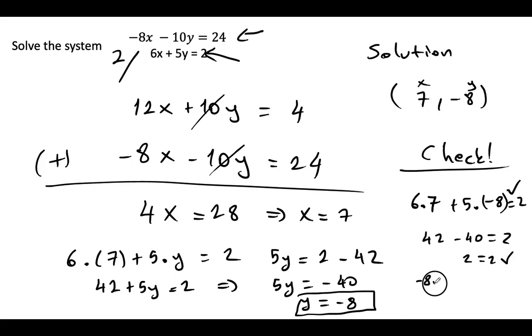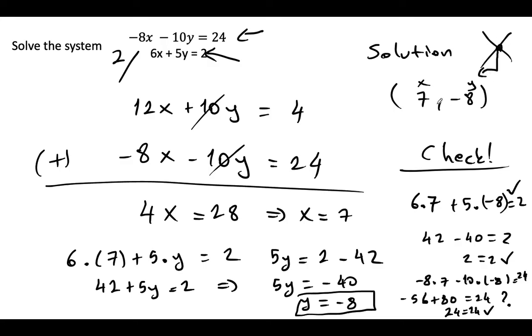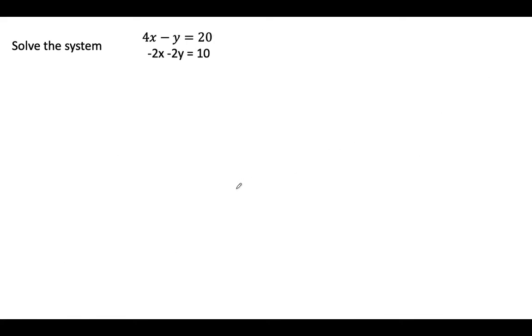So negative 8 times x, which is 7, minus 10 times y, which is negative 8, must be equal to 24. Let's check it. Negative 56, positive 80. Is it equal to 24? 56 and 80, the difference is 24. Since this is negative, we subtract. Yes, 24 is equal to 24. Don't forget, this is the intersection of two lines. This is one line, this is another line. So the solution means the common point, and this common point's coordinates are 7, negative 8.